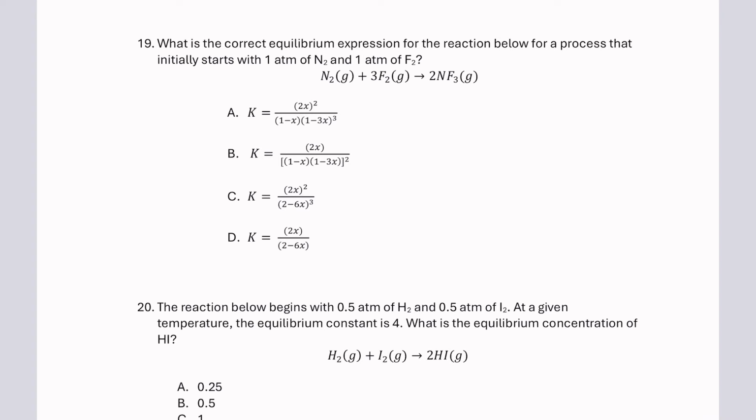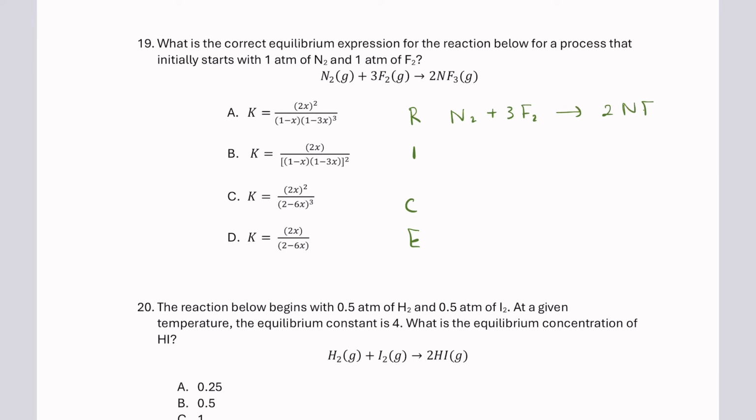Problem 19 says, what is the correct equilibrium expression for the reaction below for a process that initially starts with 1 atmosphere of nitrogen gas and 1 atmosphere of fluorine gas? Looking at the answer choices, you'll notice that we want to write the expression in terms of X. So we're going to have to use a RICE table using the partial pressure information we're given.